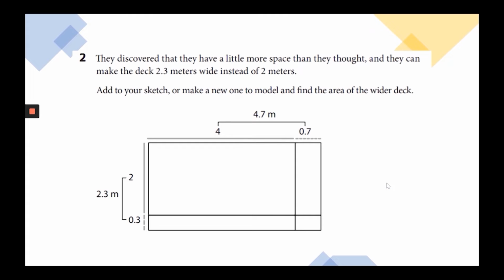Next problem. They discovered that they have a little more space than they thought, and they can make the deck 2 and 3/10 meters wide instead of just 2 meters. Add to your sketch or make a new one to model and find the area of the wider deck. So we drew it out here for you. Let's just do the multiplication. Try this one out on your own. Go ahead.